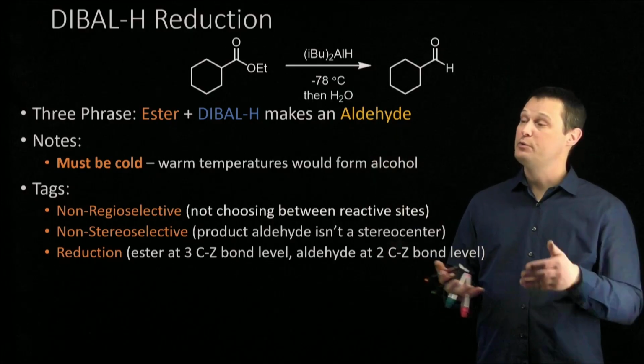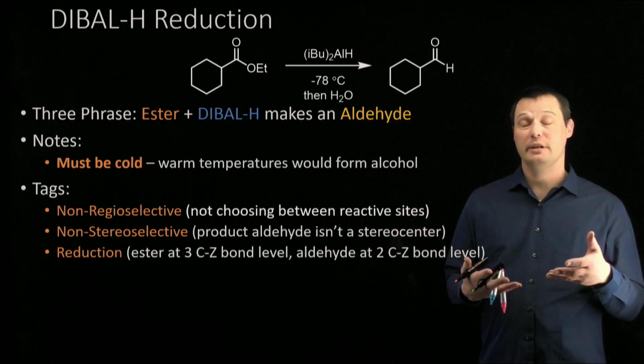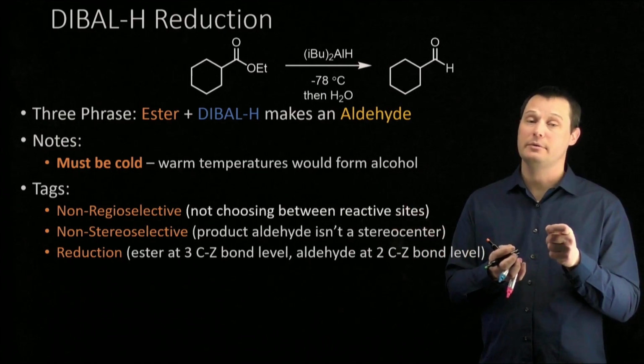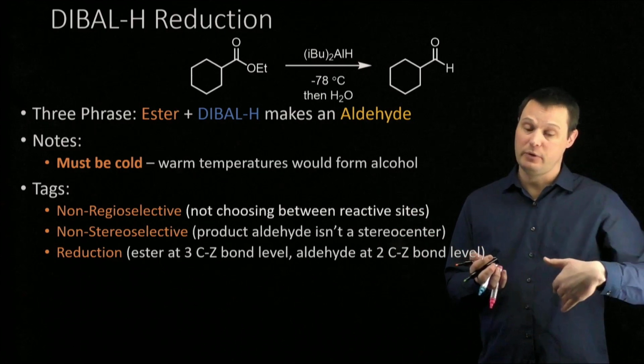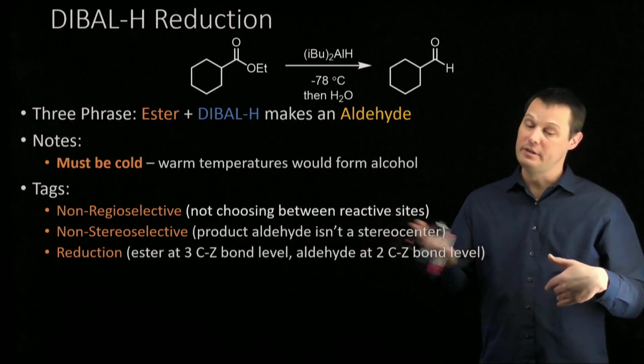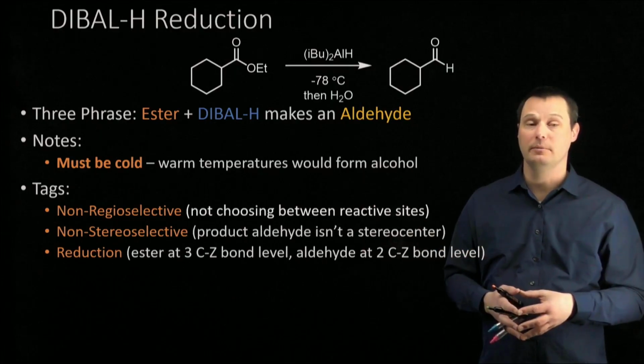The important note for this reaction is it must be kept cold. That tetrahedral intermediate is only stable at cold temperatures. If we had warm temperatures, that tetrahedral intermediate would collapse to the aldehyde, and more DIBAL would come in and would reduce it to the alcohol. Has to be kept cold.